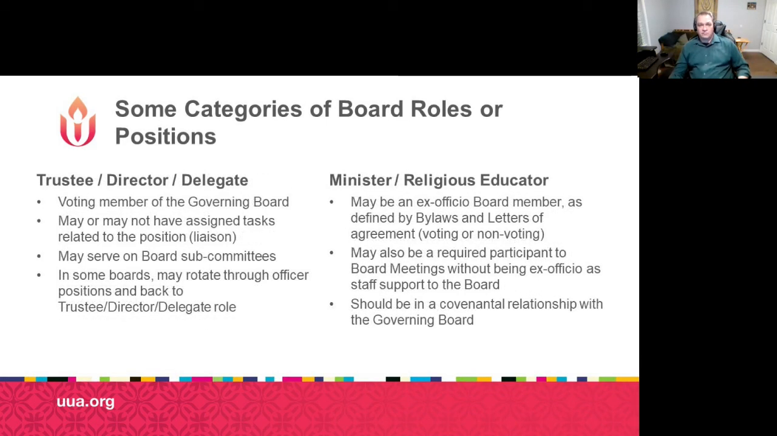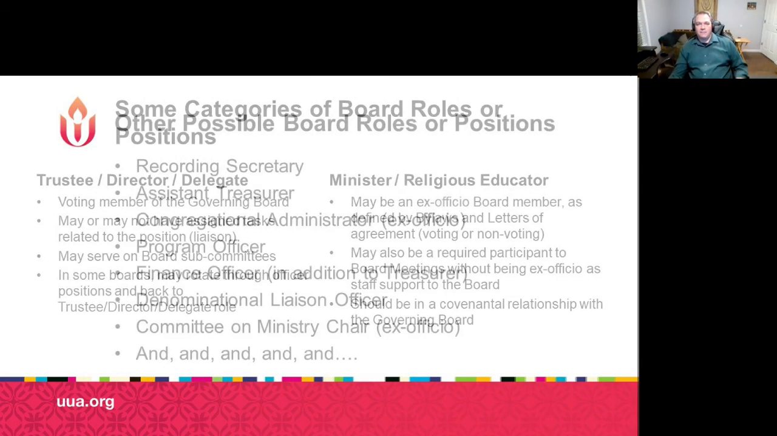Some other categories of board roles: trustee, director, or delegate. Voting board member may have responsibilities on subcommittees. In some congregations may rotate through officer positions and then back to trustee and delegate. Some boards elect their own officers, others the congregation elects the officers. Just know that all those are normal practices. And minister and religious educator.